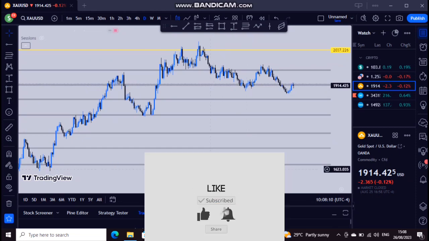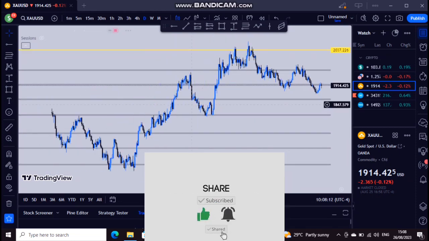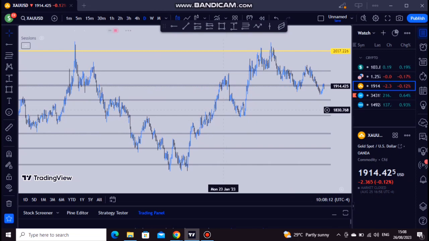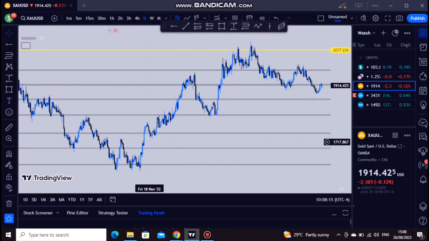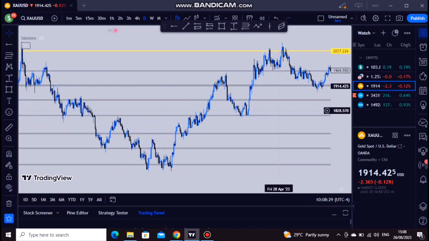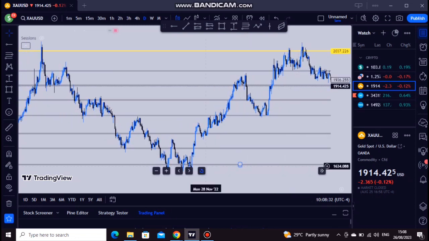Let me reset the chart. You can see that our zones are perfectly drawn. Look at this rejection, rejection, rejection. Oh my god, look at this, guys. This is what you want to see on your charts. You don't want to see any messy things on your chart.